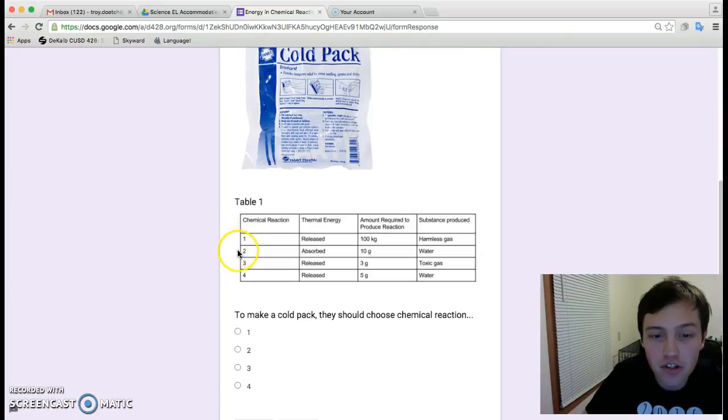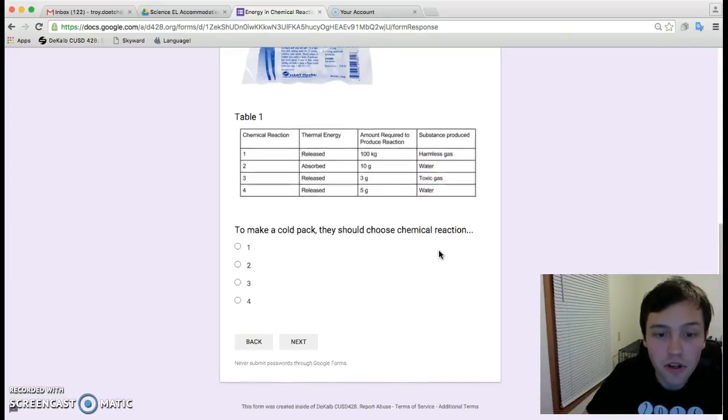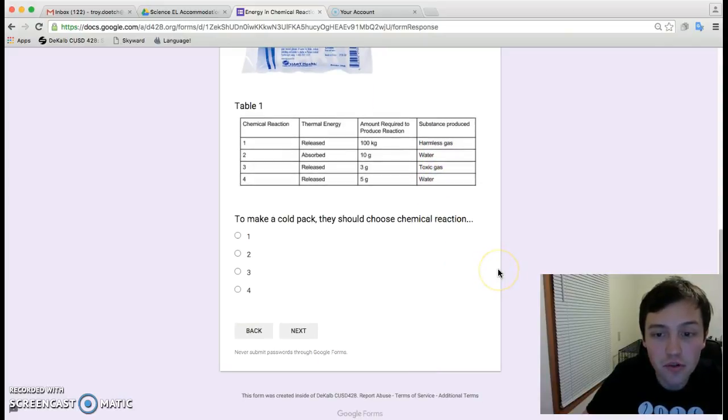So we have 4 reactions to choose from: 1, 2, 3, 4. And we see that in these chemical reactions, thermal energy is either released or absorbed. The amount required to produce the reaction is 100 kilograms, 10 kilograms, 10 grams, 3 grams, or 5 grams, and then the substance produced is either harmless gas, water, toxic gas, or water. So to make a cold pack, they should choose which chemical reaction, 1, 2, 3, or 4? So we're going to choose 1.